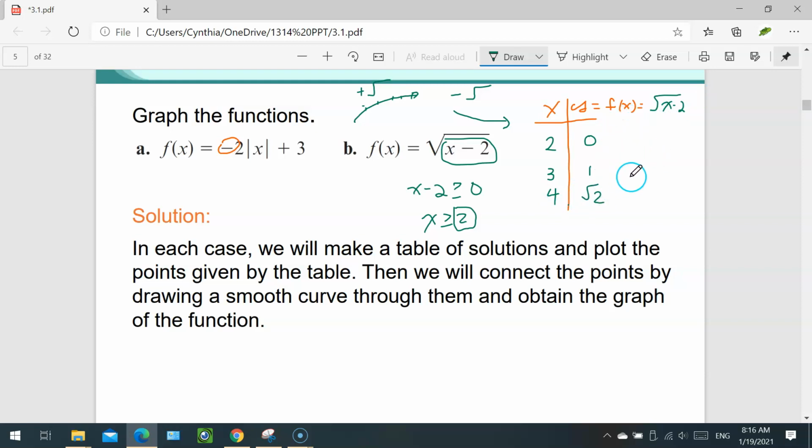Now we can sketch the graph. Let me do the graph here. So the first pair of points is 2, 0. 1, 2, 3, 4. So 2, 0. 3, 1. 4, root 2. Root 2 is approximately equal to 1.41, so it's a little bit higher than 1. Now combine these 3 dots, I can sketch the graph. So this would be the graph of the square root of x minus 2 function.